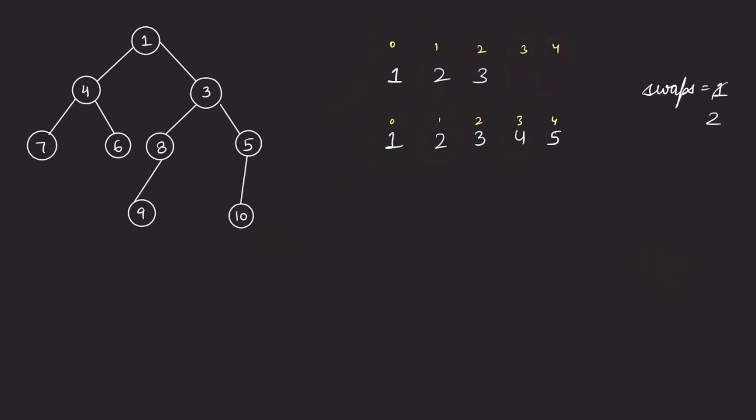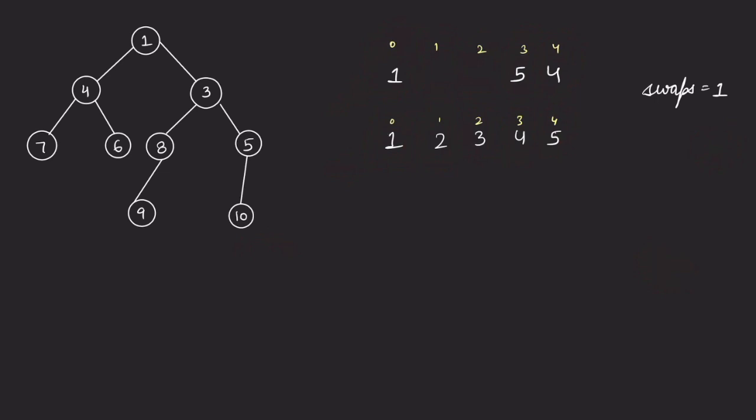So 4 will come here, 5 will go here. Number of swaps will be increased by 1. Then these are matching, and then we are done with the array. Our array is sorted. It required 3 swaps to sort our array, right? So with this, we will be able to identify.